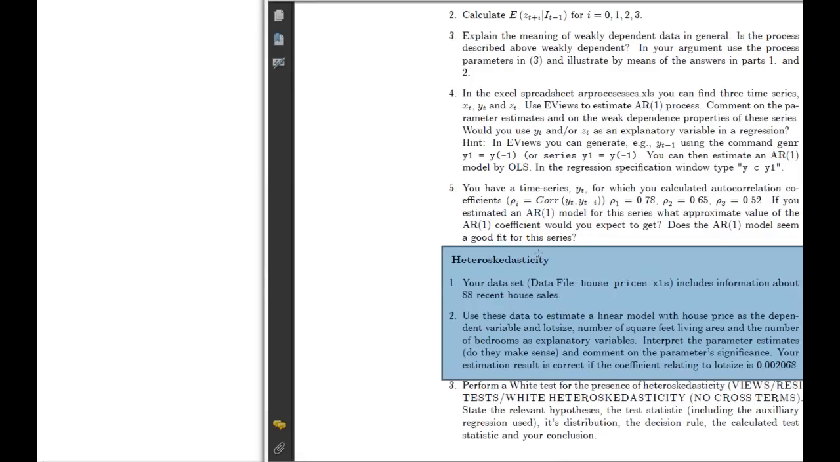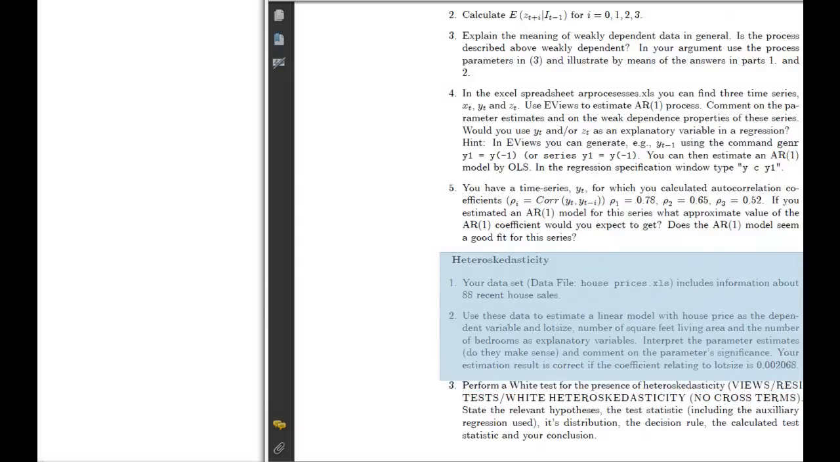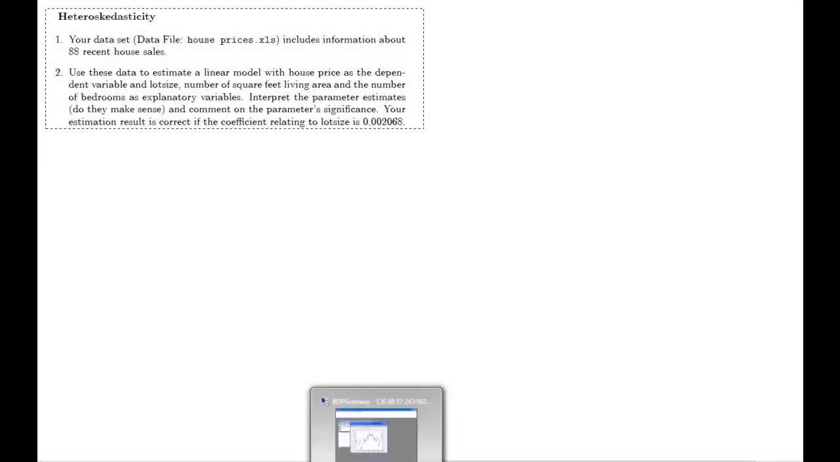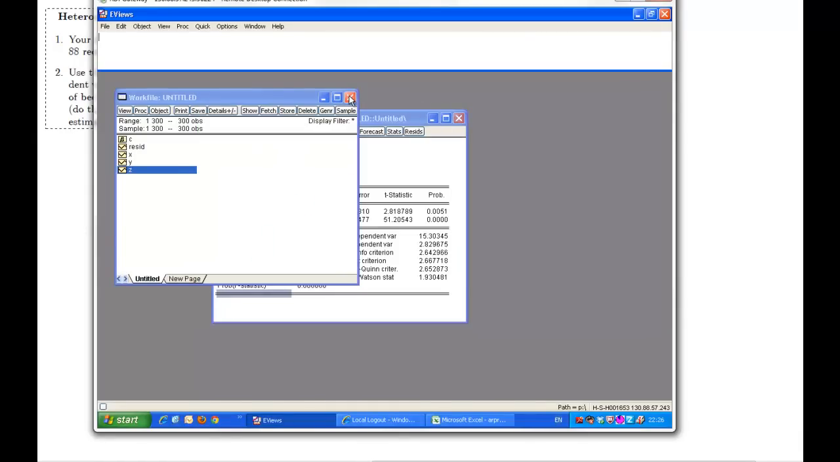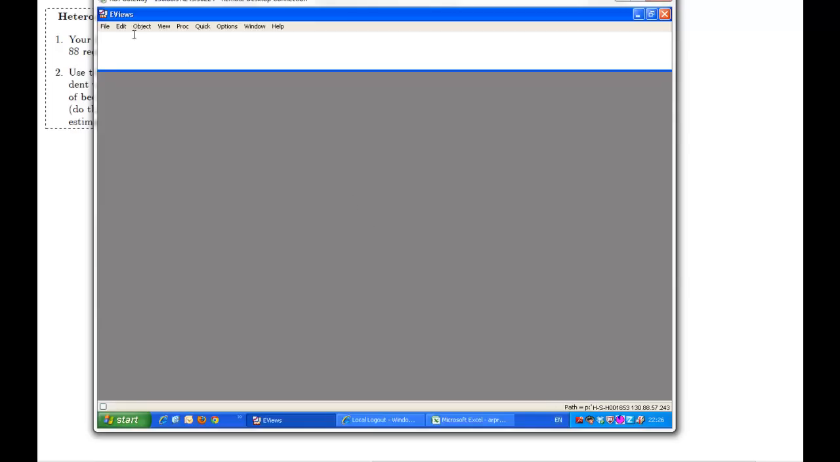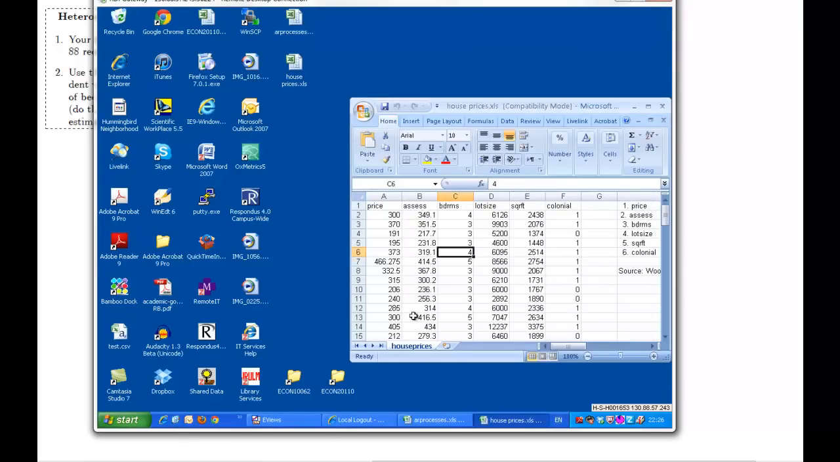So let me now continue with the next question. We'll go to the heteroscedasticity question. Actually, question one isn't really a question, it just tells you which data to use, the house price file. So let's load that up first. Let's close down our time series file. I don't want to save that. Let's see the house prices here.